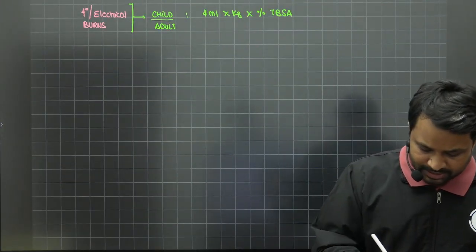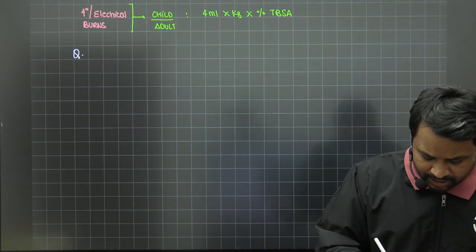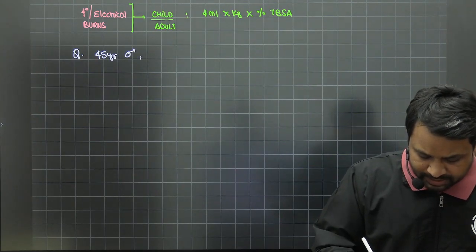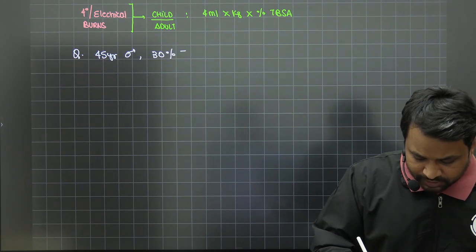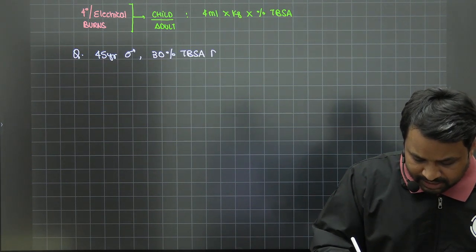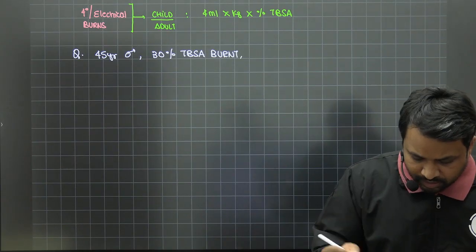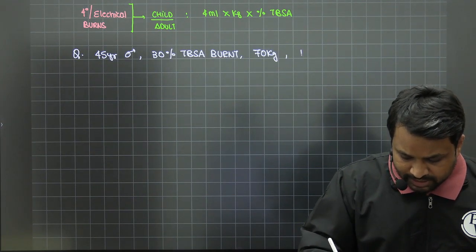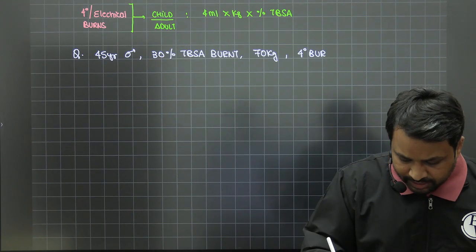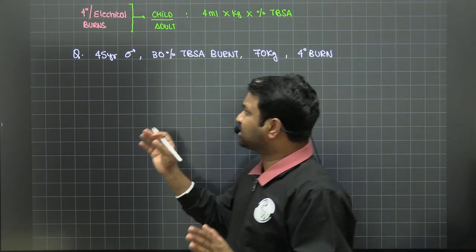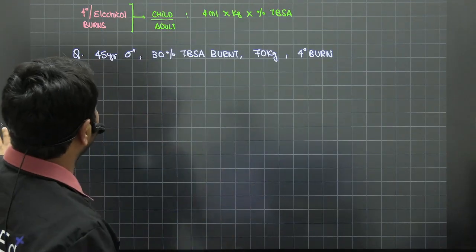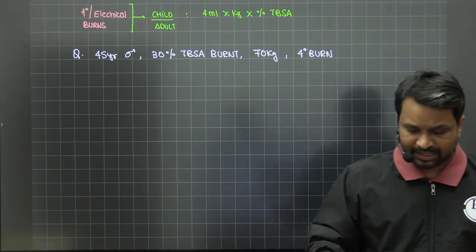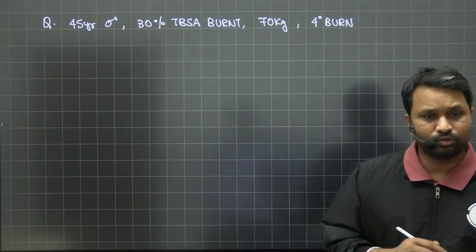Now, the question is, imagine I have a 45 years old male presented with 30% of the total body surface area burnt, weighing 70 kilograms, and when you assess, it is a fourth degree burn. So the question will come with this information. You have a 45-year-old male with 30% of total body surface area burnt, 70 kilograms of weight, and fourth degree burn. How are you going to move for this?